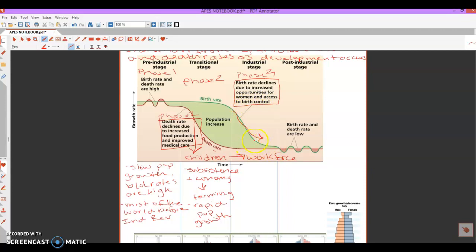So, in phase 3, we're also going to start seeing improved economic conditions. So the country is gaining more wealth. Okay. This is where most countries are today. Okay.